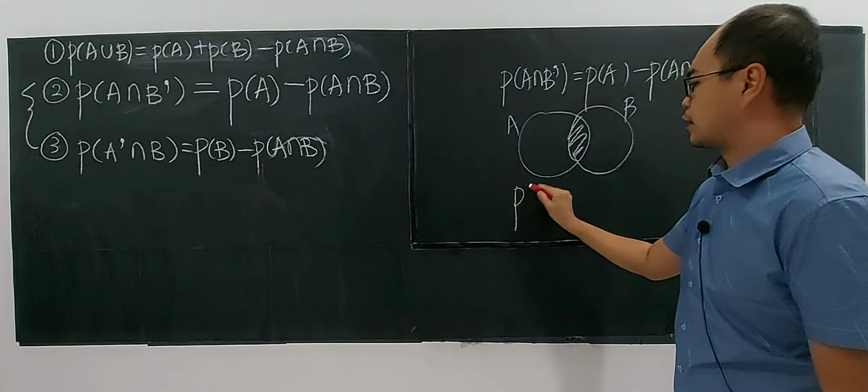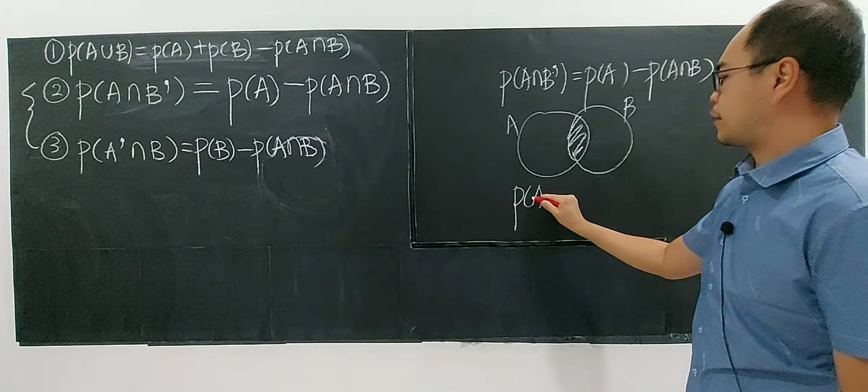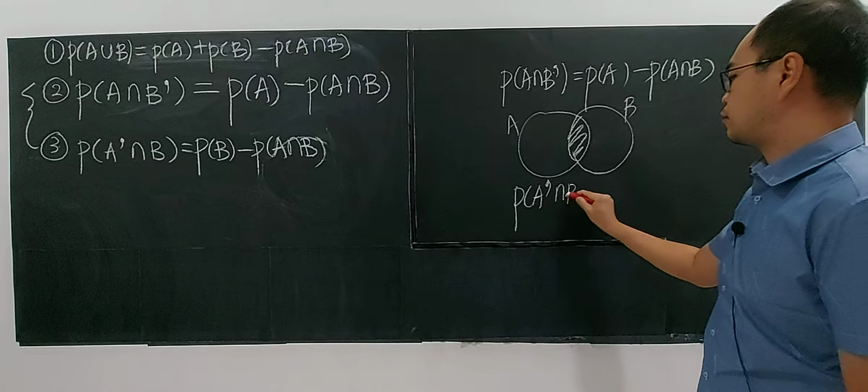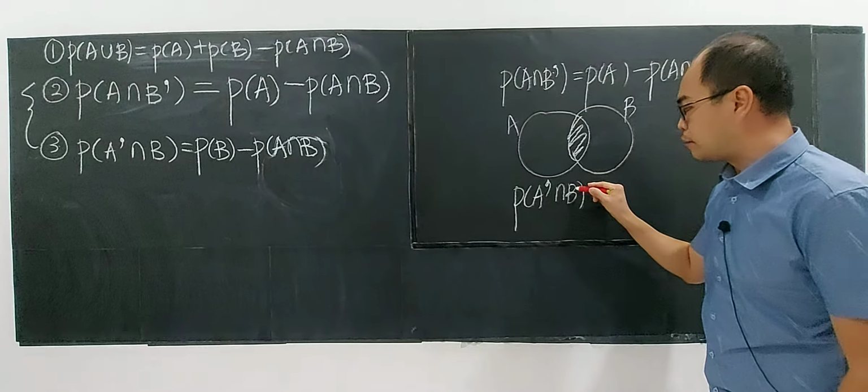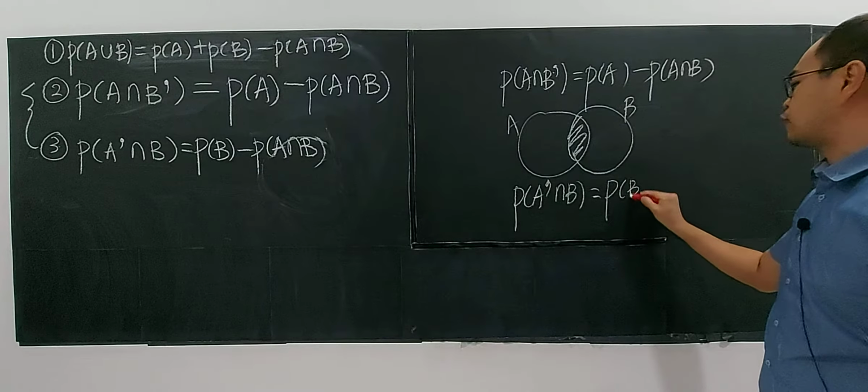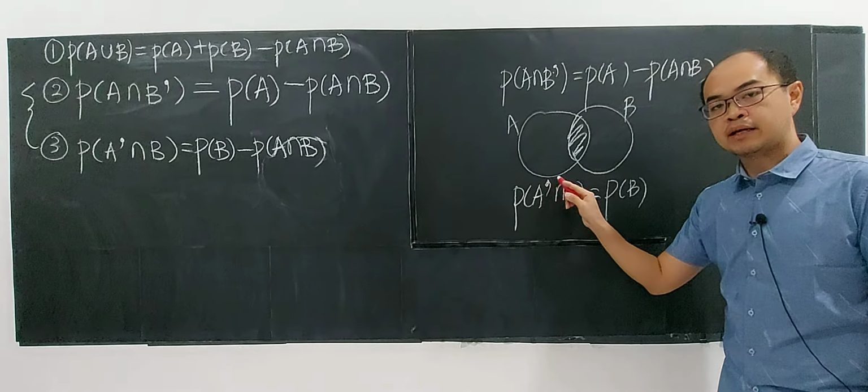So again, if I have A prime intersecting with B, this tells us that I want B. I want B, then the B will be in front. I want the B, I don't want the A.